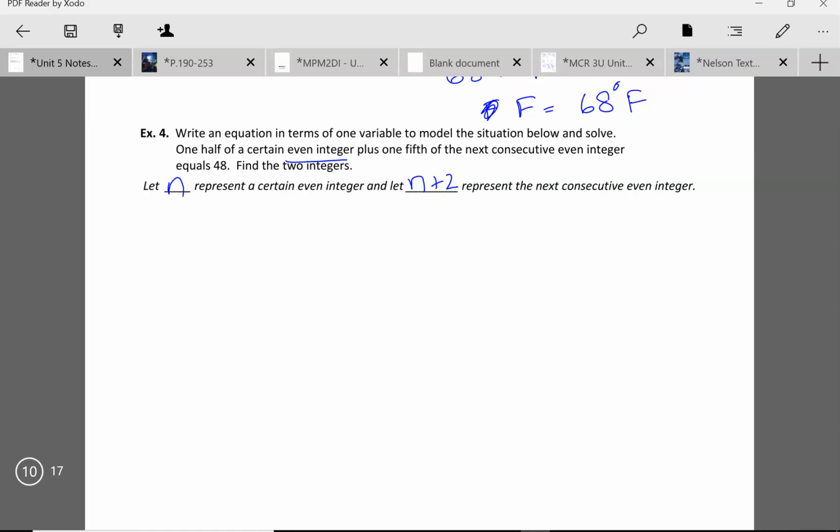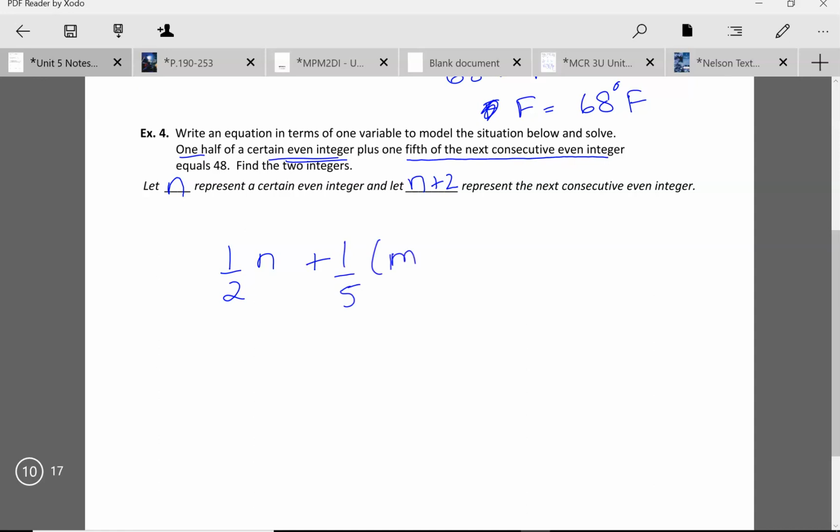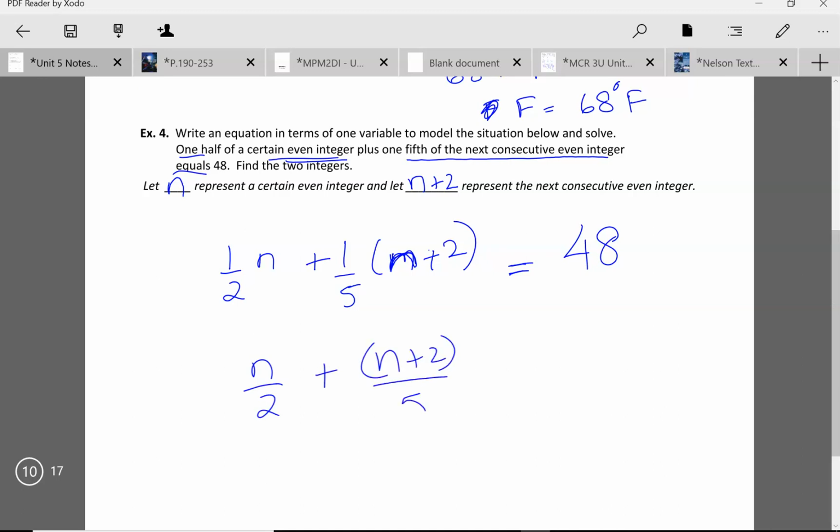So again, read the question: 1/2 of a certain even integer, 1/2 of n, times n, plus 1/5 of the next integer, equals 48. That's the equal sign, 48. So here, I'm going to write this in a better form with the bracket.